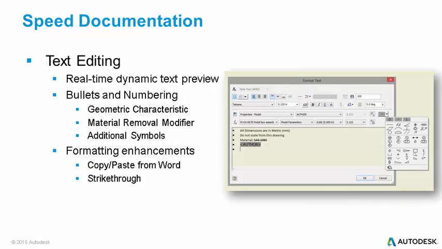Text editing and creation has also seen some improvements. With the addition of real-time dynamic text previewing, you can see a mistake before you make it. Bullets and numbering have also seen some improvement, with the support of geometric dimensioning and tolerancing characteristic, material modifiers, and symbology. Text formatting enhancements have also been made in the form of better support for data copied and pasted from within Word, and the addition of a new strike-through option.